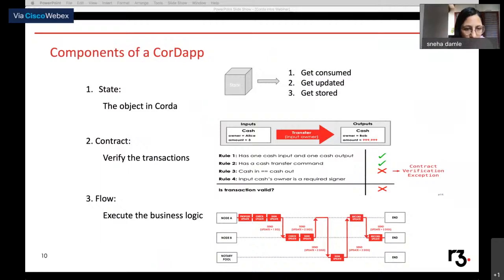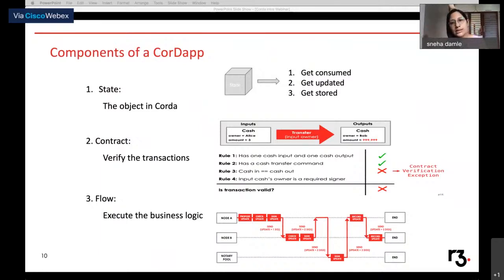If you look at the second box, which says check and update, after proposing a transaction, Acme will verify this particular transaction by running the contract at its end. If all the contract rules are met, it will sign the transaction. Once it signs the transaction, it will send this signed transaction to Titan.